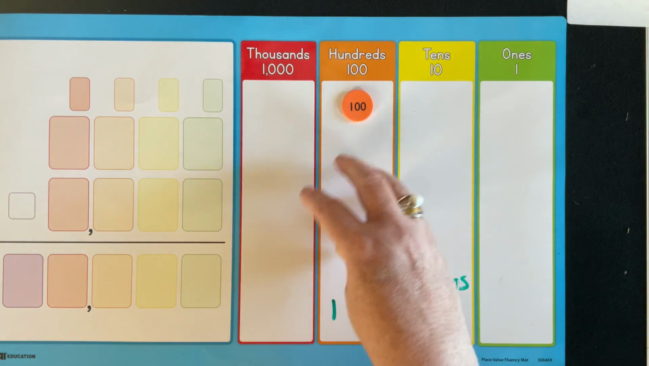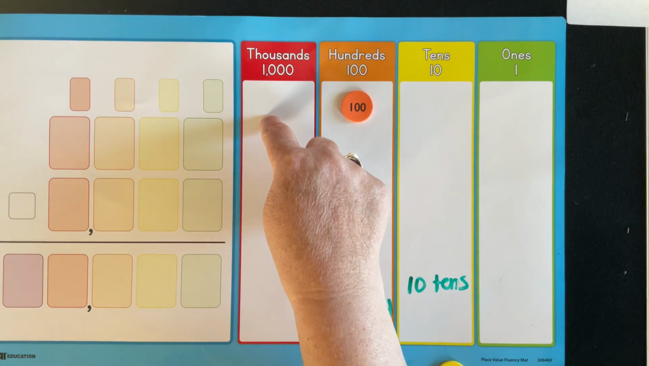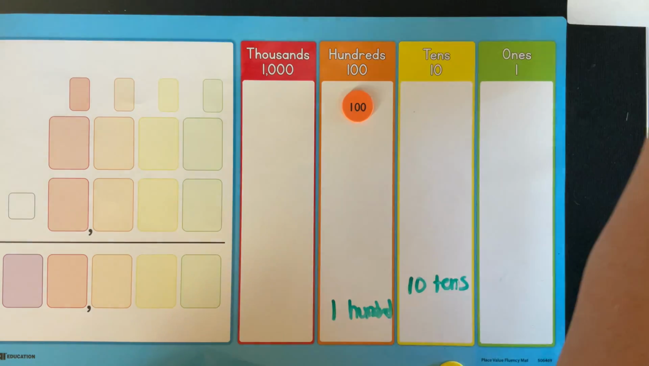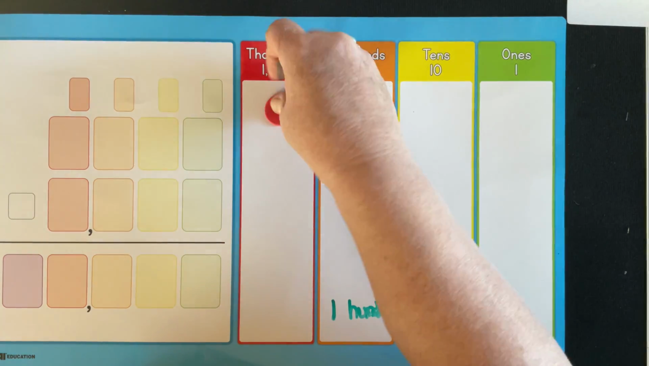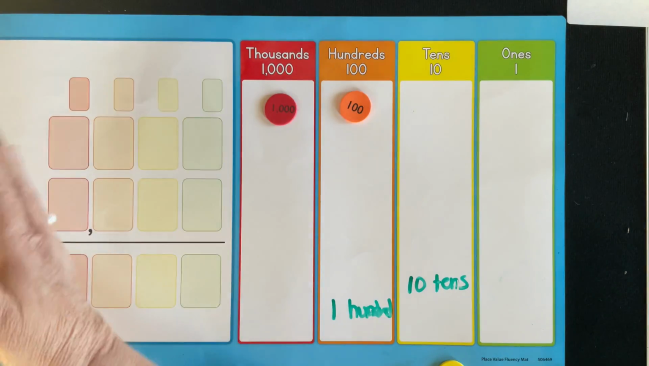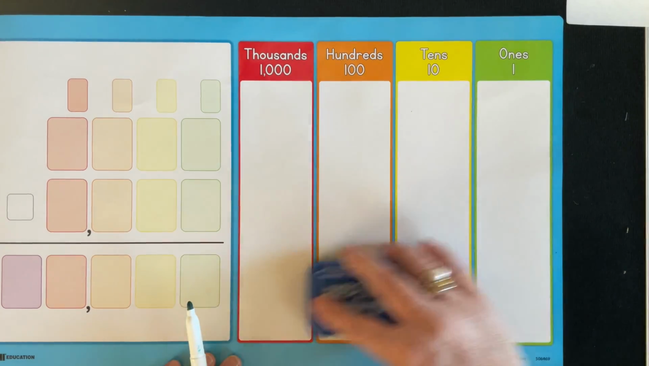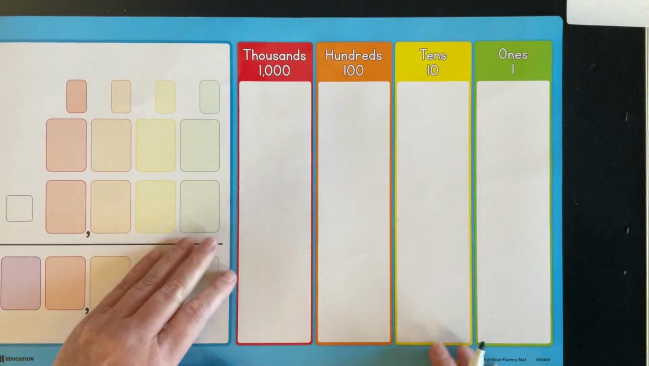Then you would collect 10 hundreds, and 10 hundreds trades to 1,000. And so then I have my 1,000 disc, and notice the color coding is still the same. So I traded these up to 1,000. And you can keep doing this. And this really, really, I think, deepens their understanding of how we work in a base 10 system.